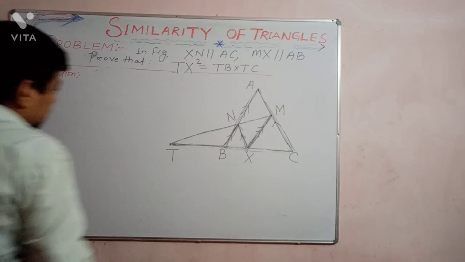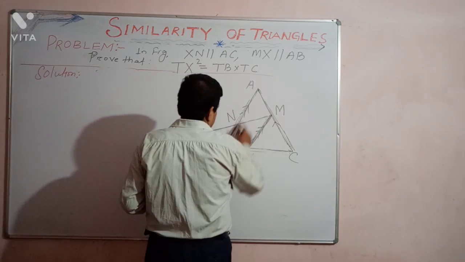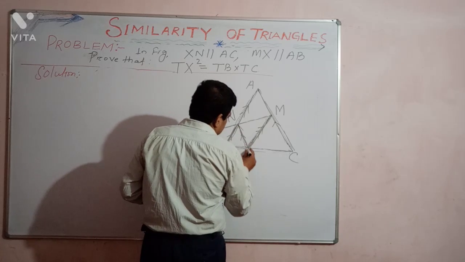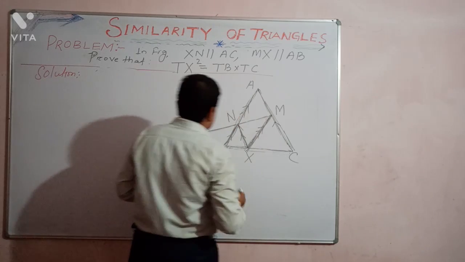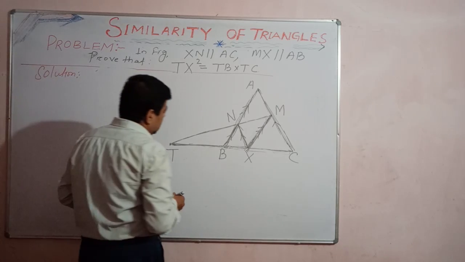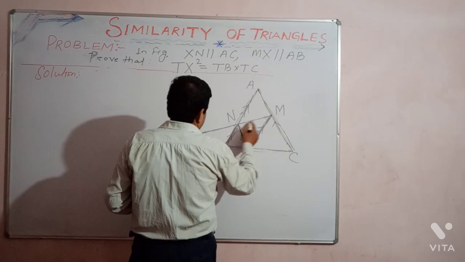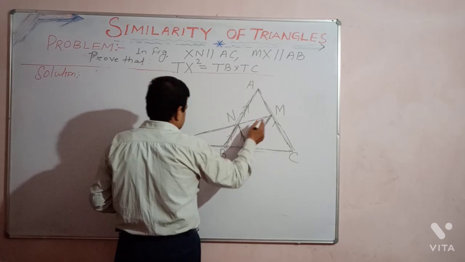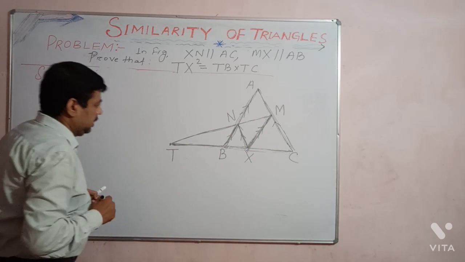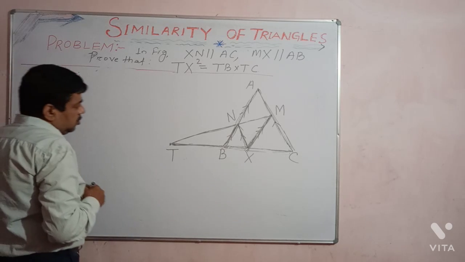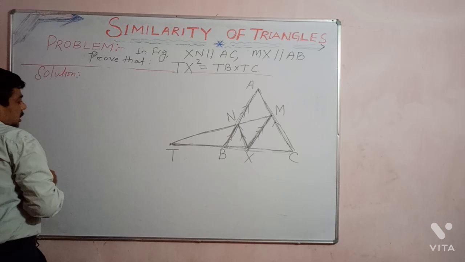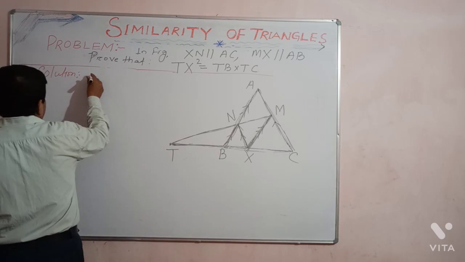You see now, in the triangle ABC, MX is parallel to AB and XN is parallel to AC. You will prove that TX square is equal to TB into TC. Another thing you see here is that MN has been extended, which intersects the produced CB at the point T. Okay, understand? So let's see what is given in the question.